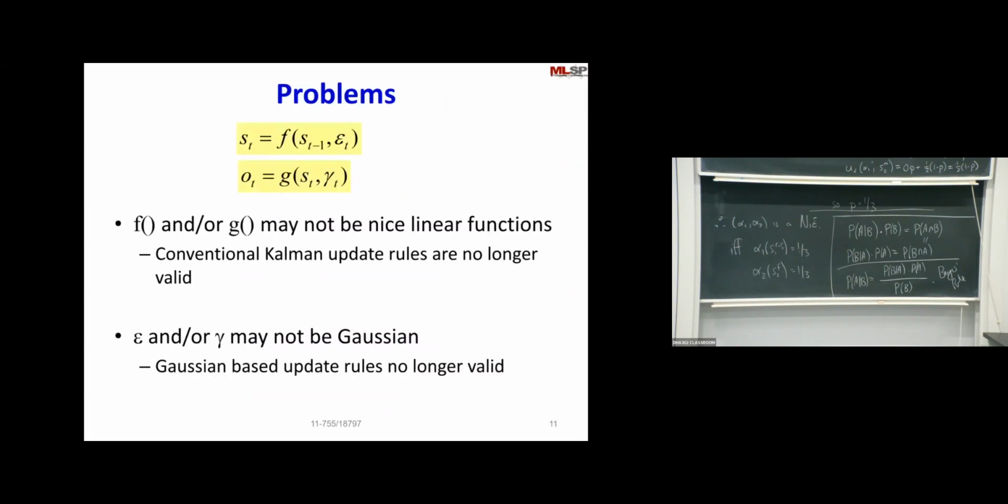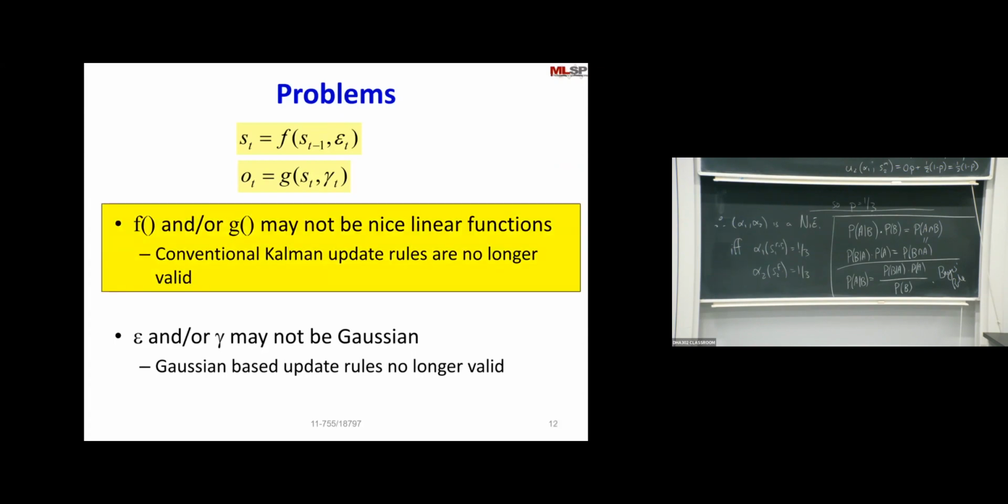But the Kalman filter made a couple of key assumptions. What were the assumptions? Linear system, yes, and Gaussian. Everything was Gaussian and the system was linear. So F was linear, G was linear, epsilon and gamma were Gaussian. These assumptions can fail, correct? So how do you deal with it when these assumptions fail? That's what today's class is going to be about.